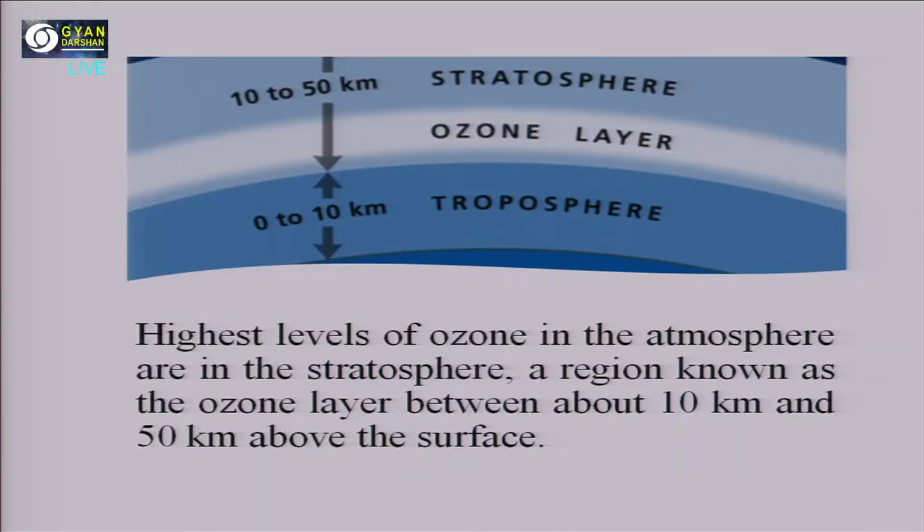Now, if you see the atmospheric layers, there is the troposphere and then you have the stratosphere. The stratosphere is between 10 to 50 kilometer range, and in that layer we have the ozone layer, and this ozone layer protects us from harmful ultraviolet rays of the sun. Had there been no layer, no life would be possible.